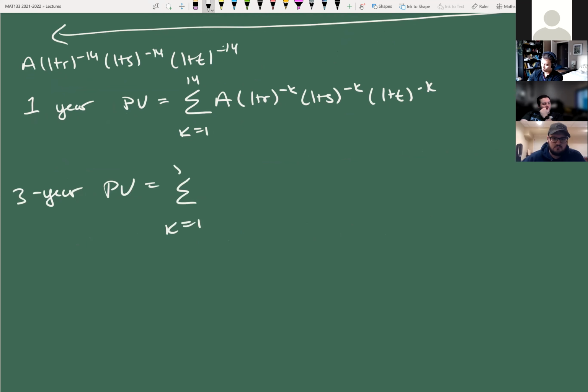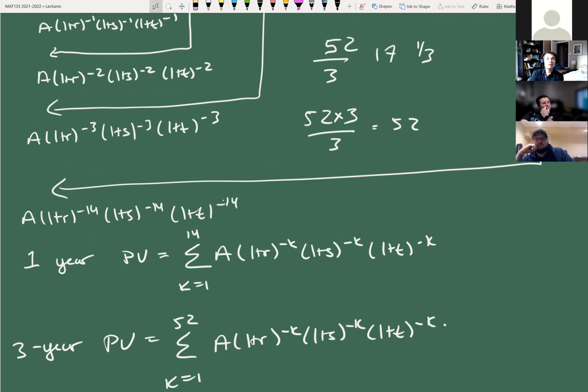So that would just be k equals 1 to 52. That's what I get for trying to break this into smaller steps. 1 plus t to the negative k. Right, so that's why we did it 3-year period. So does the question ask for a closed form? Well, it wants the initial deposit, but I didn't say to give a closed form. If we wanted to do a closed form, we could plug this into our formula, right?